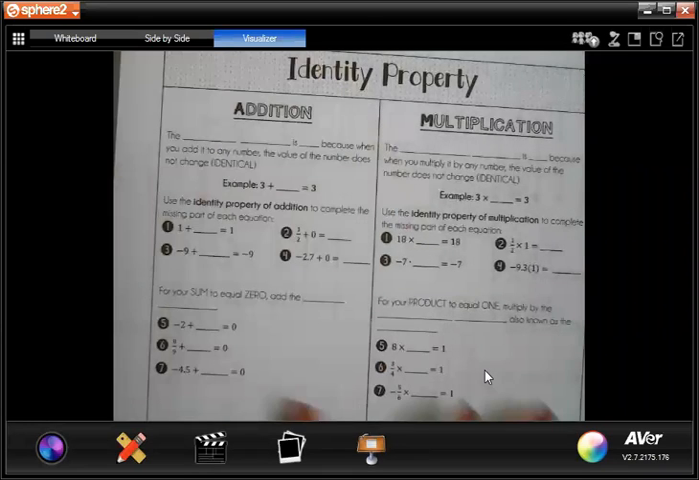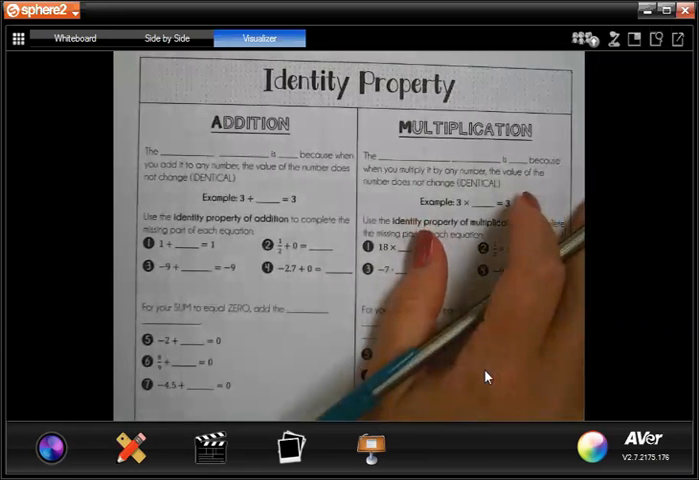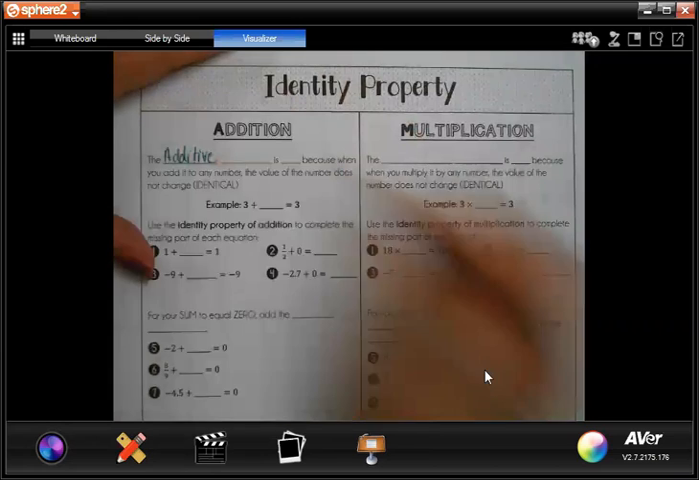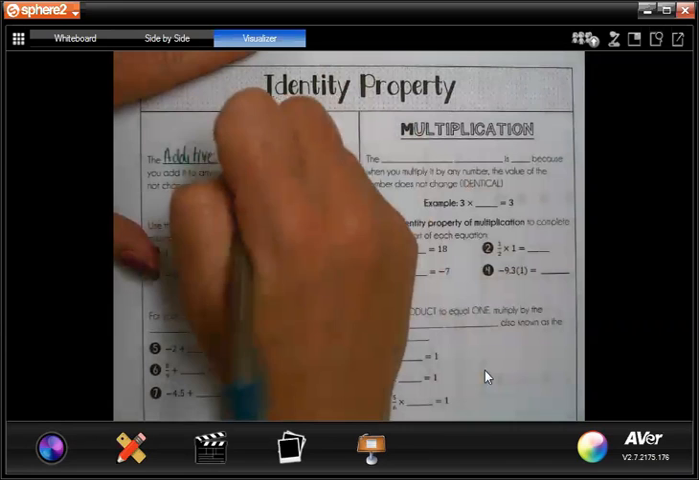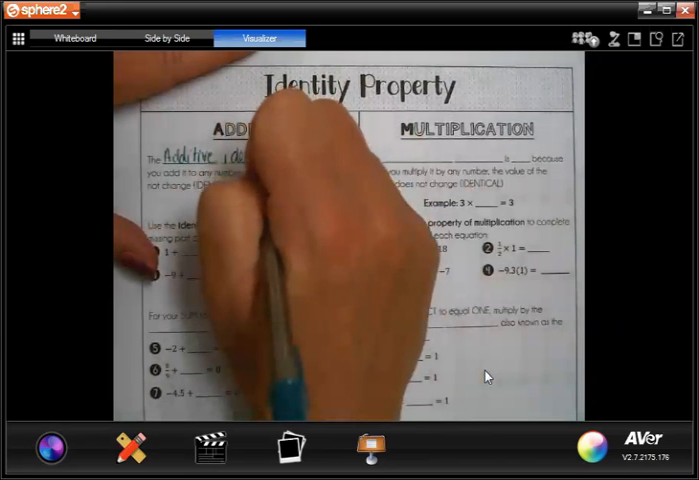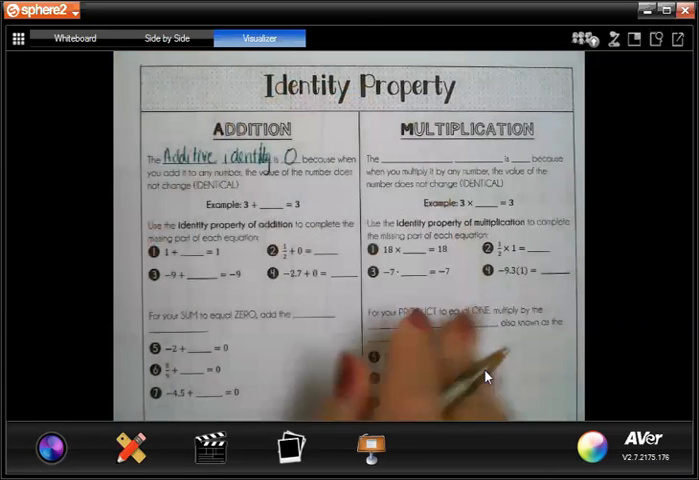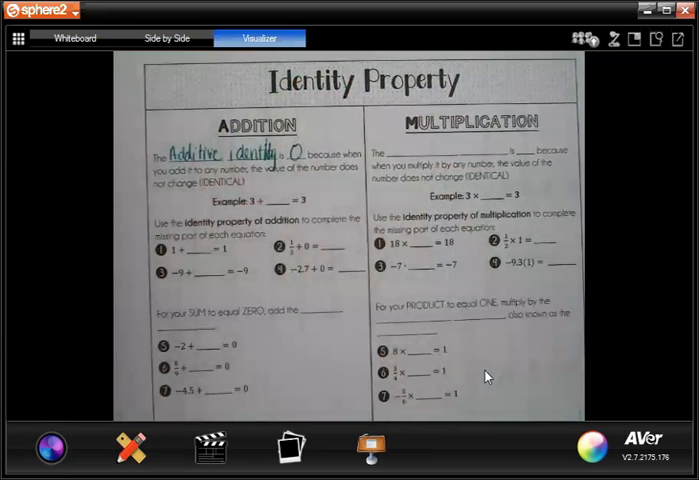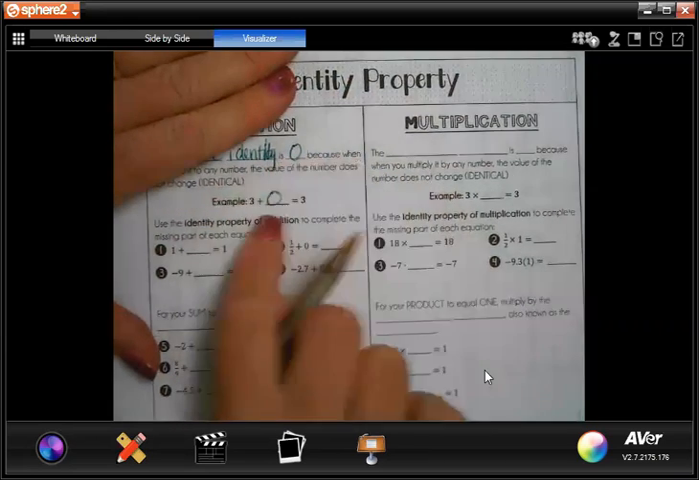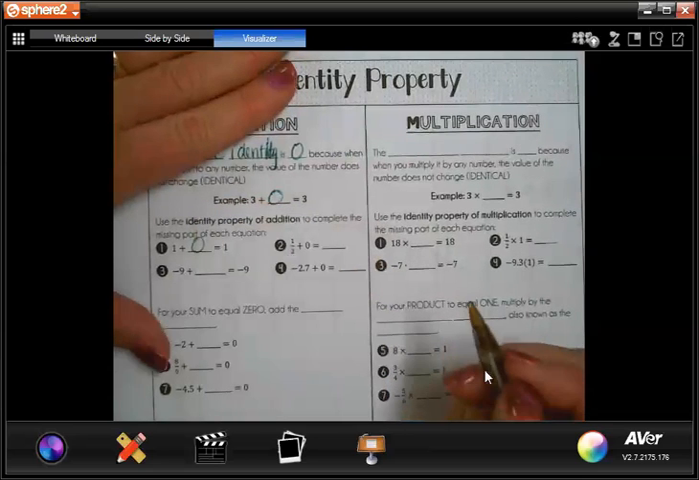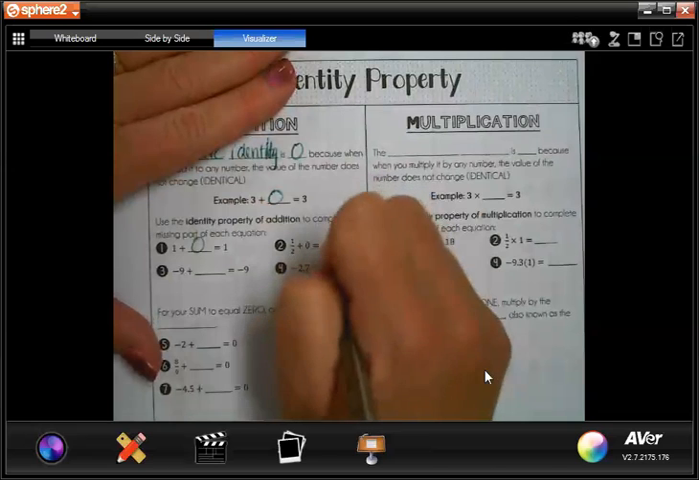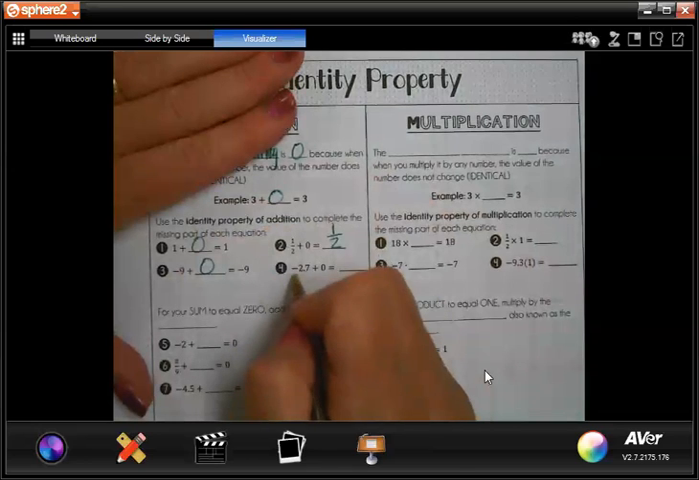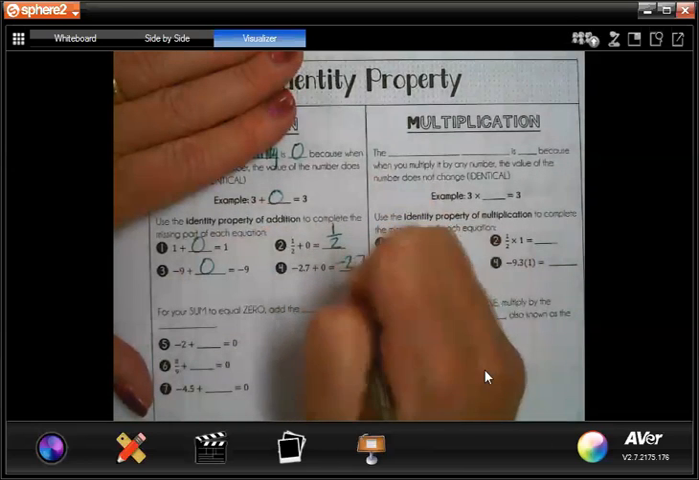Okay, so the identity property, here's what the identity property talks about. The additive identity is 0 because when you add it to any number, the value of the number does not change. It's the same. So 3 plus 0 is 3. 1 plus 0 is 1. 1/2 plus 0 is 1/2. -9 plus 0 is still -9. -2 7/10 plus 0 is -2 7/10.